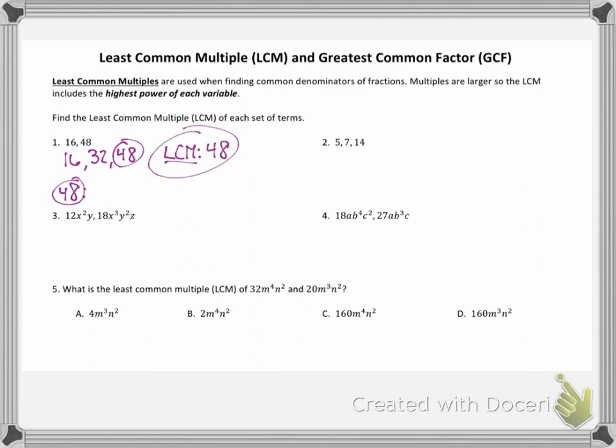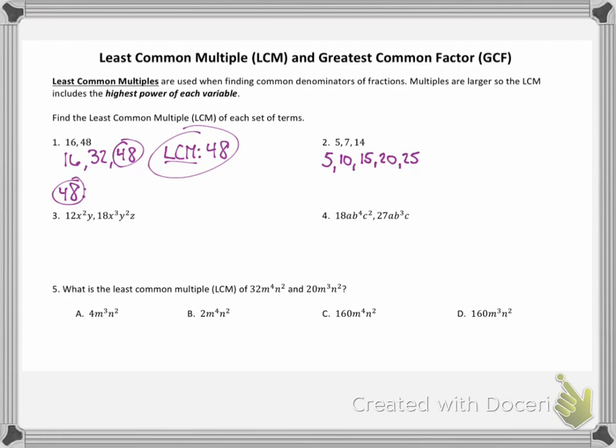Now sometimes you'll get really easy values where you can count up a few times with one number and it'll match the other one pretty quick. Sometimes that's not the case, where you're going to have to skip count for both numbers or all the values that you're given in order to figure out what is the first common multiple. You'll see that here in the second example. So we have 5, 7, and 14. In these cases, I'm going to start with 5. 5 times 1 is 5. 5 times 2, 10. 5 times 3, 15. 5 times 4, 20. 5 times 5, 25.